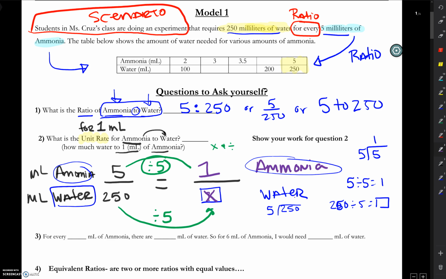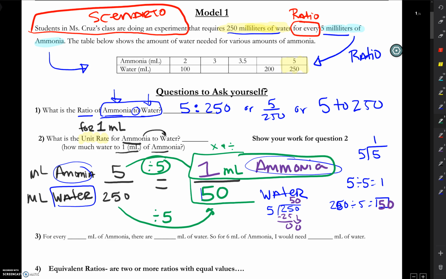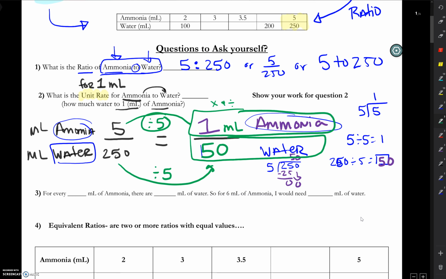5 goes into 25 5 times. And I bring down my 0. 5 goes into 0 0 times. So my answer would be 50. So when I come back over here, I would put 50. So 1 milliliter of ammonia is equal to, or I would need, 50 milliliters of water. And so question 3 says, for every 1 milliliter of ammonia, there are 50 milliliters of water.